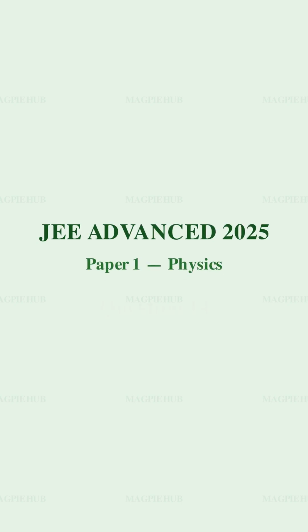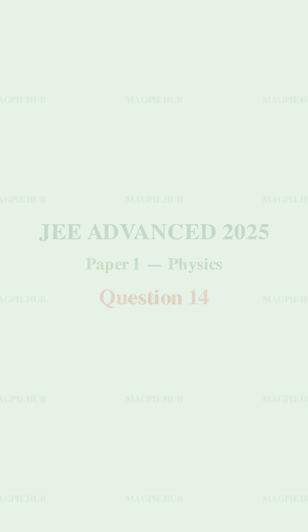JEE Advanced 2025, Paper 1, Physics, Question 14. Let us visualize the four dipole configurations. Each has two ideal electric dipoles with dipole moment P placed at distance 2r apart along the x direction with midpoint X. In configuration P, both dipoles point upward along plus j hat.